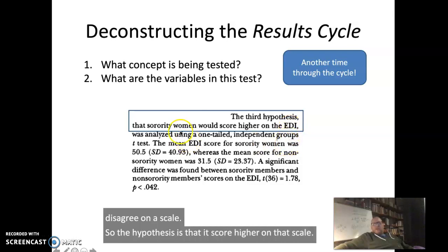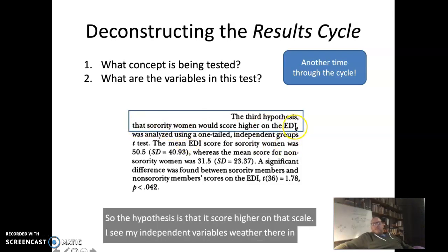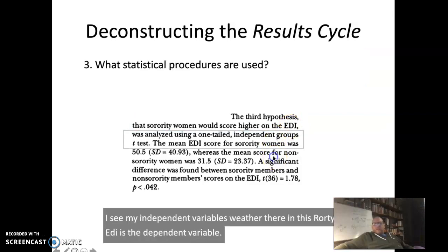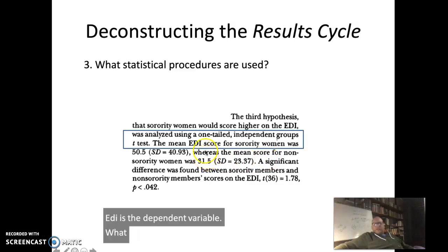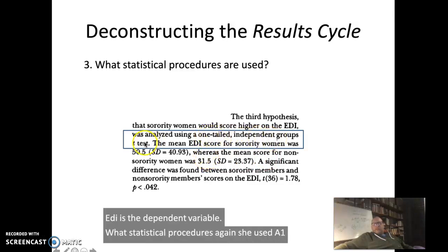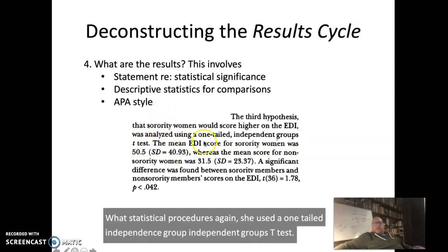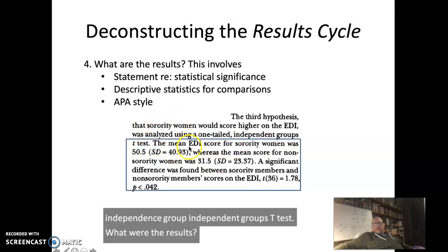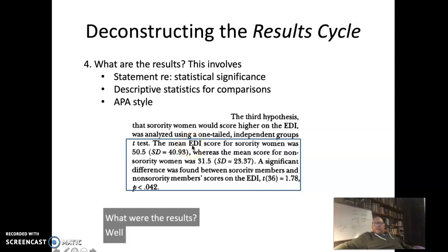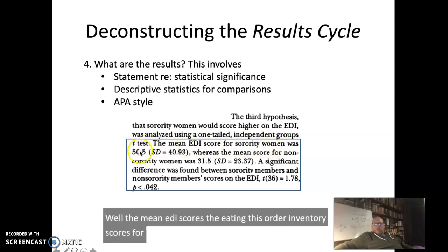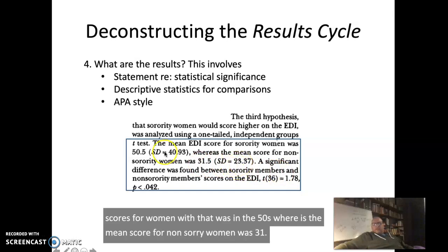I see my independent variable is whether they're in the sorority. The EDI is the dependent variable. What statistical procedures? Again, she used a one-tailed independent groups t-test. What were the results? Well, the mean EDI scores, the Eating Disorders Inventory scores for sorority women, were in the 50s, whereas the mean score for non-sorority women was 31. See the standard deviations there.